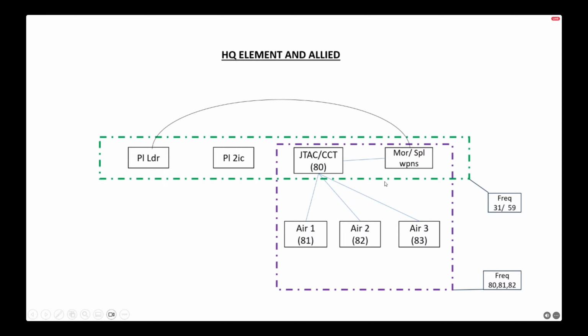What is the requirement of the 81, 82, 83? Okay, so you have net 80. You can task everybody from 80 itself, but then again, same thing. It is cluttering of the net. Say there is an enemy anti-air threat present in the area. Now the JTAC is talking to Air 1 over 80, and at the same time Air 2 and Air 3 are also present in the AO.